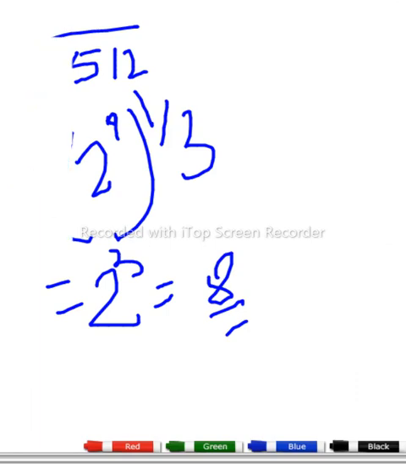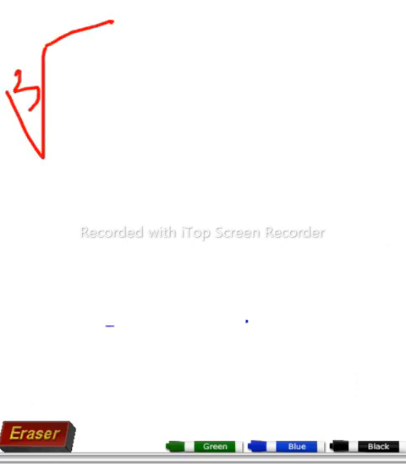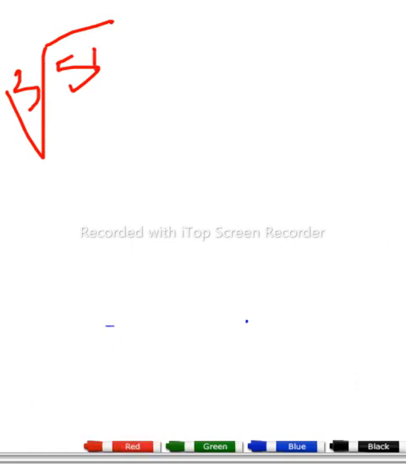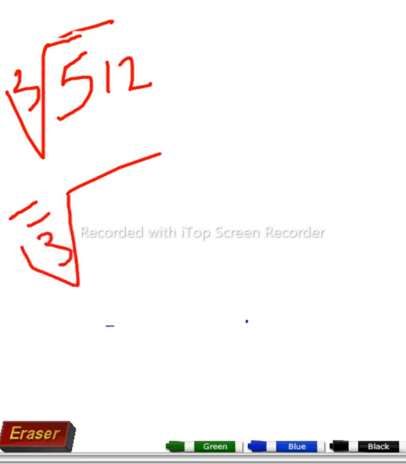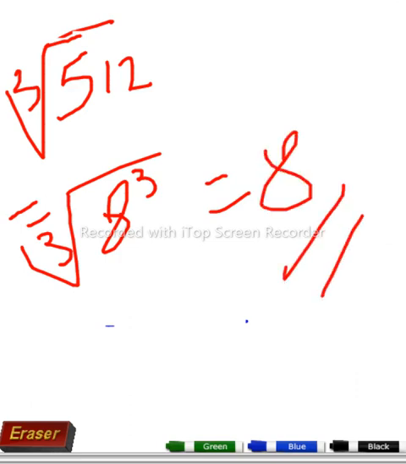Now we can also do it in another way. Let us do it in a simple way. As we see here, we have a cube root, and here we have a 512. 512 means, again, we rewrite this question. Here we have the cube root of 8 to the power of 3. So 3 will be cancelled by 3, and we get 8. So this is the second method.